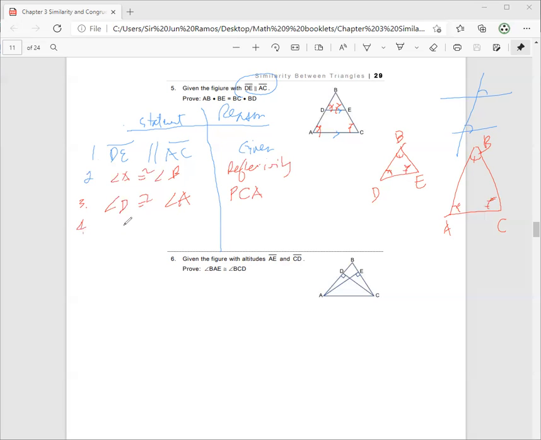I will opt to say that triangle BDE is similar to triangle BAC. I will use here AA corollary. I just made use of two angles. Then from this similarity, I can have now the ratio of the sides. So BD is to BA as BE is to BC as DE is to AC.